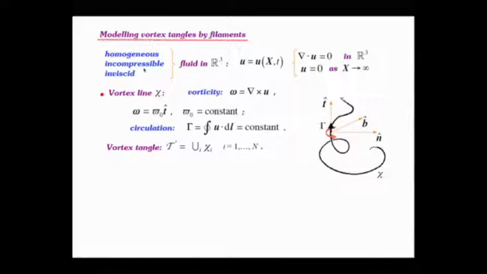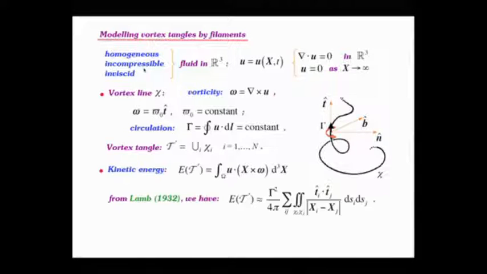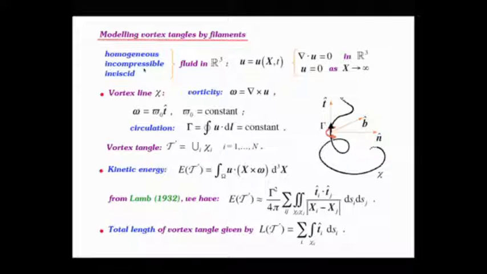These filaments may form knots and links, and because vorticity is the curl of u, there is also a kind of unassumed consideration that these filaments should close on themselves, but not necessarily, actually, for a number of physical reasons. The kinetic energy, by looking at Lamb's old formula, can be nicely written in terms of a double integral over the filament length, and of course another important quantity is the total length.